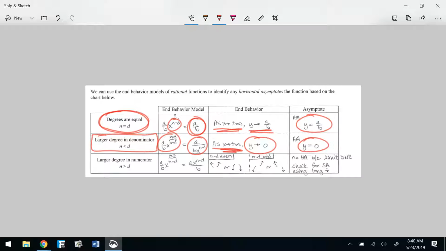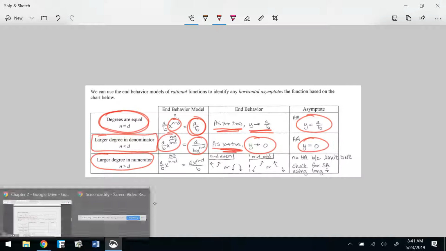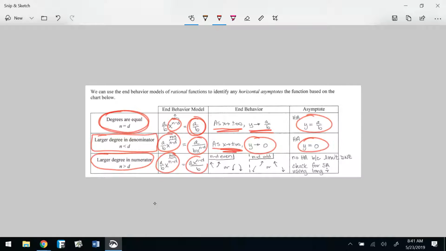Now our last situation: what if the larger degree is in the numerator? If the larger degree is in the numerator, we get a result where x would be upstairs. Now this all depends on whether, when we subtract m minus n, you get an even result or an odd result. If we have an even result, we get something that maybe could be parabolic, and both of our end behaviors could go up, or both would go down. The important thing is they go in the same direction. If it's odd, they go in different directions.